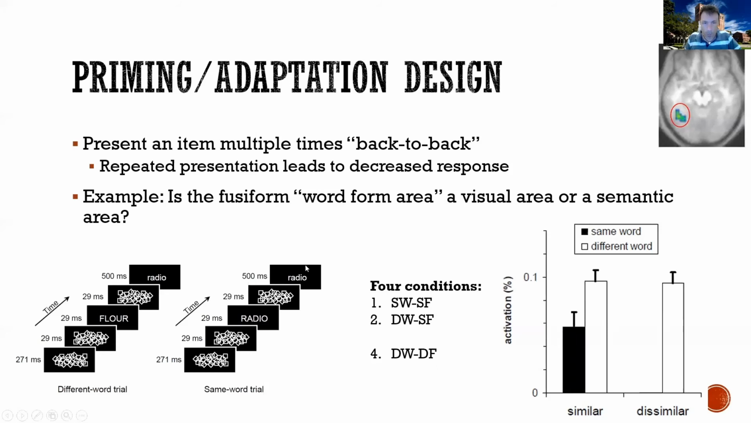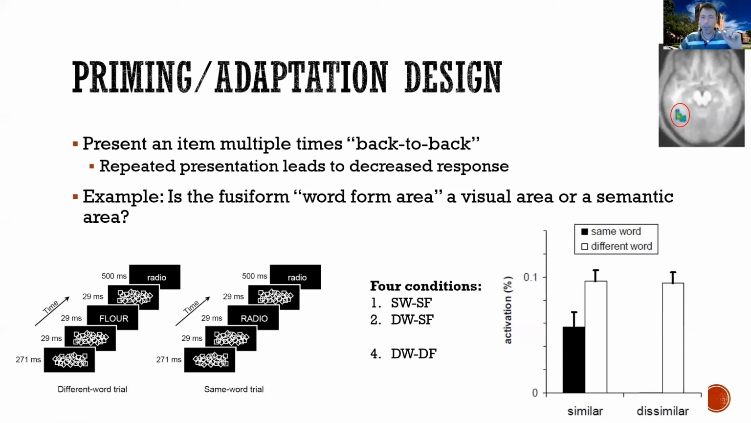So the response to the second word, when it's uppercase and matches the prime word that's also uppercase, shows priming compared to when the words are different. So the difference between when the two words are different and this, that is priming. The fact that when you see a second word that is the same as the first and in the same font, you get a decreased response. That is the definition of priming.